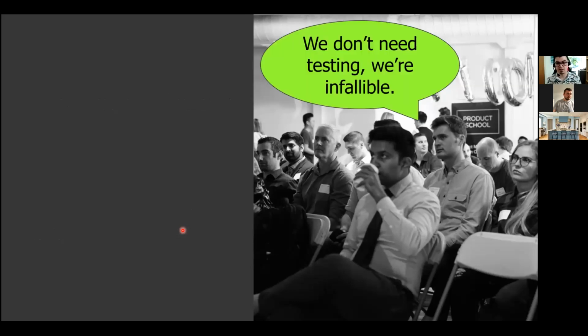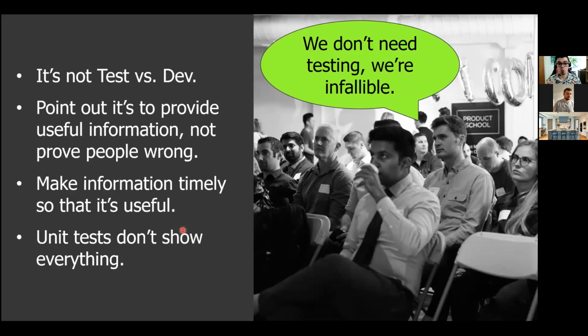They also start to say things like, we don't need testing, we're fallible, we've got unit tests. It's really key to say that by doing this kind of testing, it's not test versus development. We're not here to try and prove people wrong. We're here to provide useful information to try and help things. And we're going to do that in a timely way so that it's useful. If that means coming up with better risk assessments through exploratory testing to cover off negative edge boundary cases early, before we've even developed, so that we can write better unit tests, let's do that. We're here to provide that information and support it.